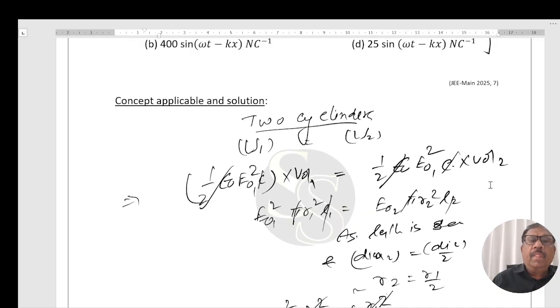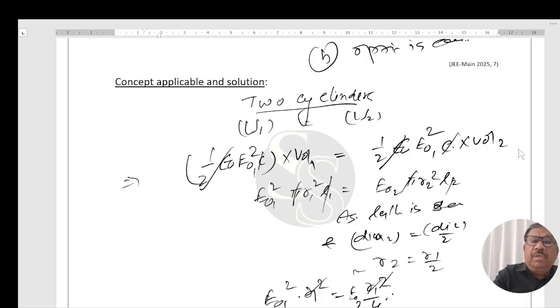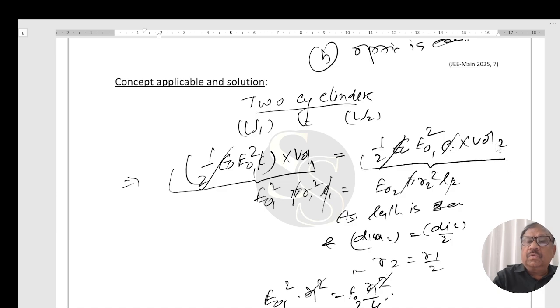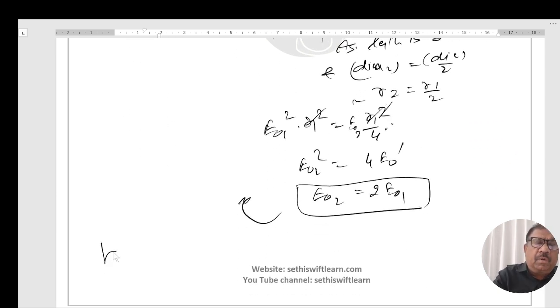So the magnitude of the electric field component should be modified as, B option is the correct option. Energy density into volume gives total energy. Energy density of first into energy density of second, simplify it and find the answer. So B option is the correct option.